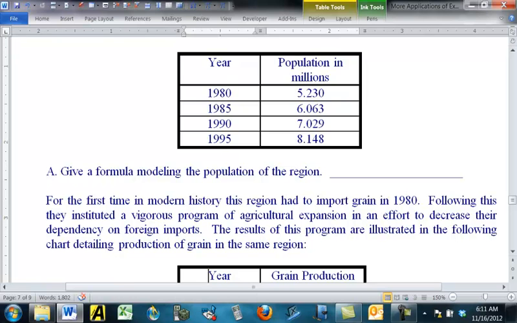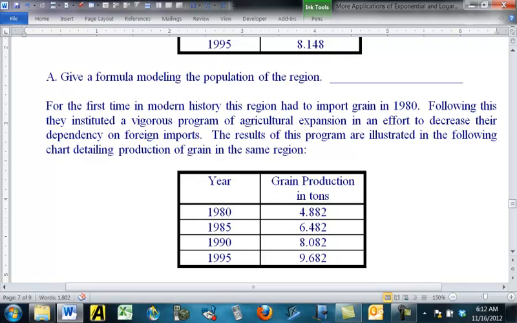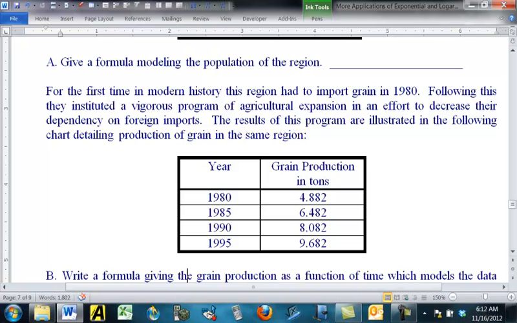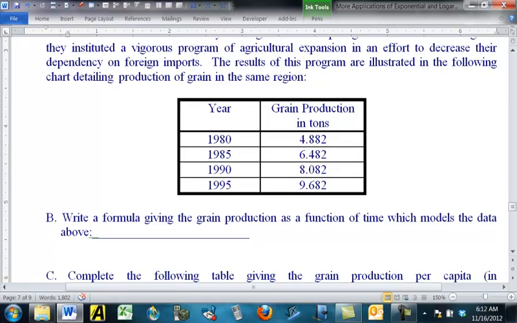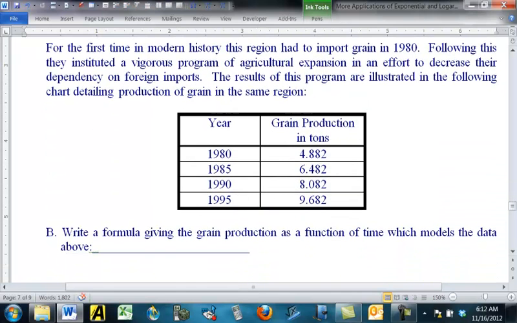So, following this, they kind of had a wake-up call and said, oh, wait a minute, we've got to do something. So they had a vigorous program to expand their agriculture, and the idea is to make their agriculture more effective, and then also just plant more. Okay, and so they tried to decrease their dependency on foreign imports. And so here's what they came up with for the grain production in tons. And just to make things easy, let's assume that 1 ton for every million people will make them self-sufficient, at least as far as grain.